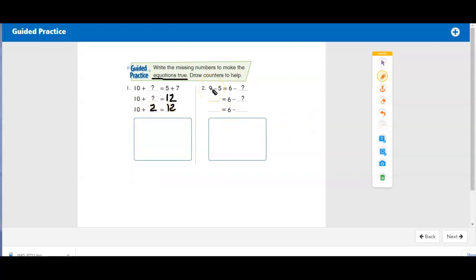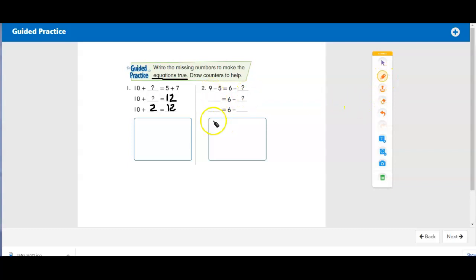Let's try number 2 together. On number 2, we have 9 minus 5 equals 6 minus blank. So the first thing we are going to do is solve for 9 minus 5. What does this side of the equation equal to help us find out what needs to be subtracted?